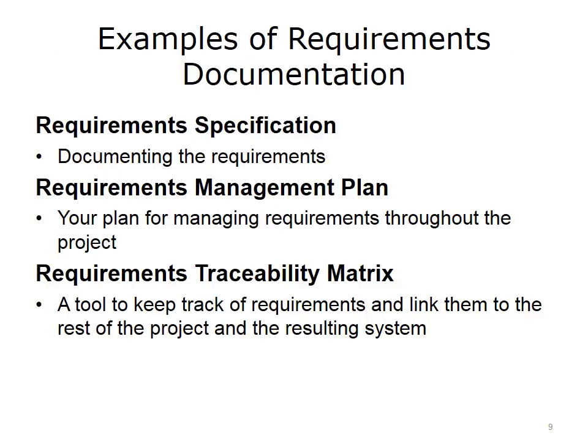In terms of requirements documentation, we will discuss three different documents. First, the requirements specification documents the requirements that you have elicited by engaging with stakeholders, using prototypes and scenarios, and conducting interviews. The second document is called a requirements management plan, which is your blueprint for managing requirements throughout the project. The third document is called the requirements traceability matrix, and it keeps track of the requirements and links them to the rest of the system and to the rest of the project. We will look at each of these documents in turn.